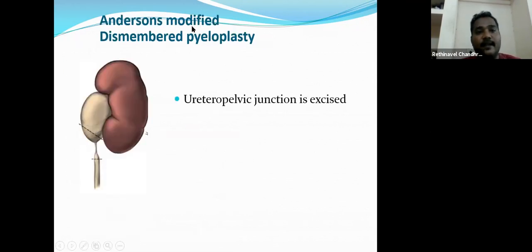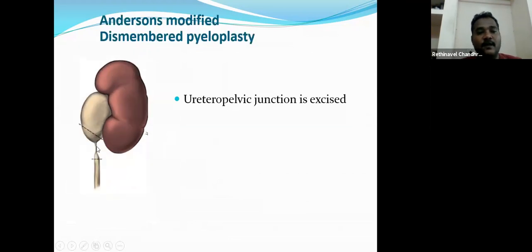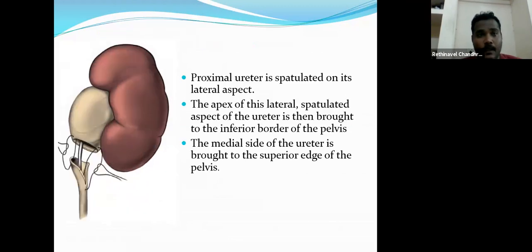So this is the classical Anderson. What they will do is, this is the PUJ level. They will cut here, they will cut here, and they will anastomose. So this is called dismembered, since they are cutting and removing. They remove the UPJO and they anastomose the rest. You can see they anastomose the rest. This is the classical modified Anderson's pyeloplasty. Remember, this is the treatment of choice where they remove the abnormal PUJO part.